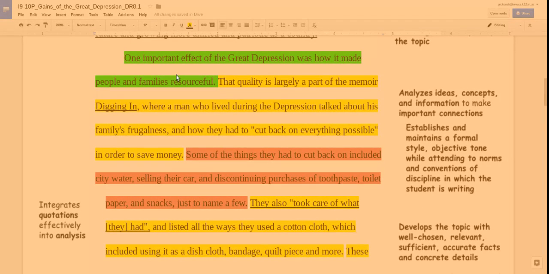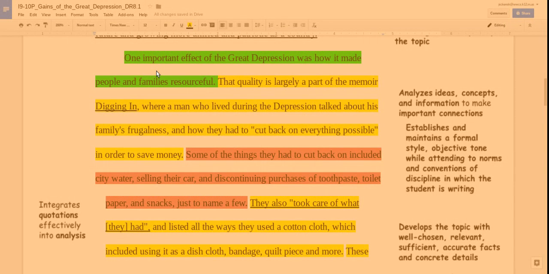So, first of all, we have a transition here, "one important effect," that introduces that this is the first thing we're going to talk about. One important effect of the Great Depression was how much it made people and families resourceful. That's my claim. Then I go on to my evidence.